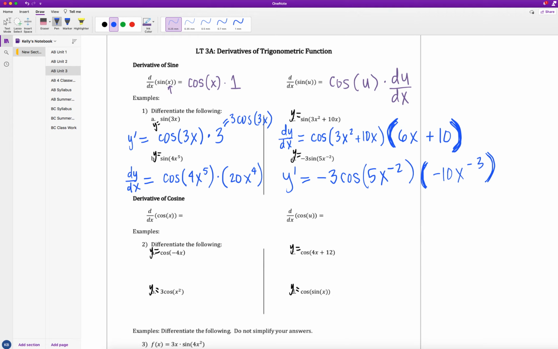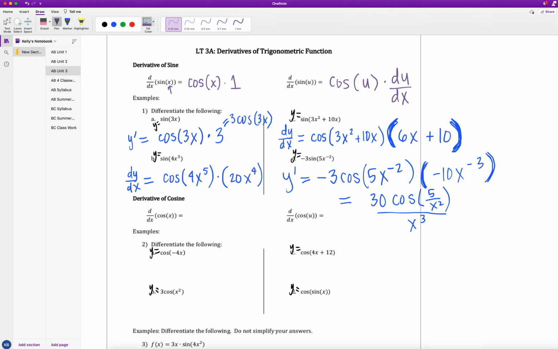So if we were to rewrite this, we could multiply the negative 3 and the negative 10, and we could also rewrite the negative exponents into the denominator. Negative 3 times negative 10 would give me 30. I would still have cosine, but instead of 5x to the negative 2, I could write that as 5 over x to the positive 2, all inside the cosine, divided by the x to the third if I wanted to just rewrite that. So those two lines are equivalent. If you want to combine coefficients and rewrite without any negative exponents, we could.